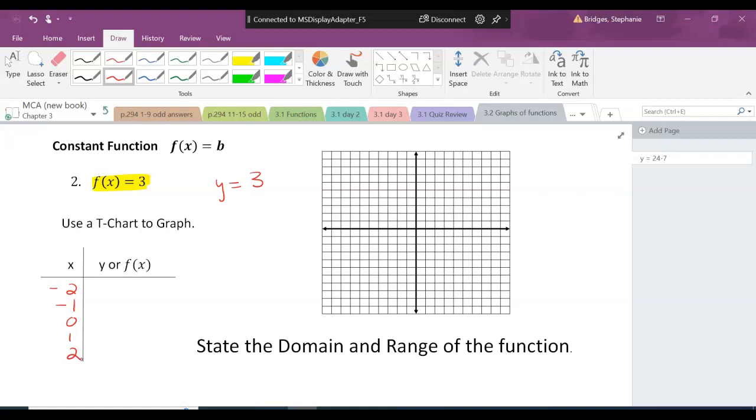Now with this one, those numbers, -2, -1, 0, 1, and 2, they go in place of what? X. What is not in my equation? An x. So what this constant function means is that I don't really have anything to plug x into. So that means for every one of those x's, what would the y value be? 3. Okay, so it's going to be 3 for all of these. Because I don't have an x in my equation, that means all of my y values are going to be 3.